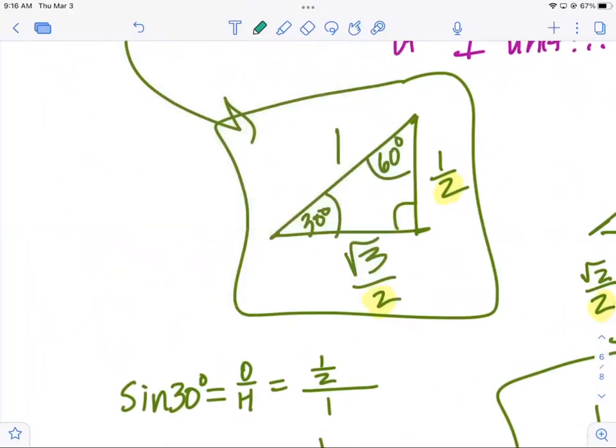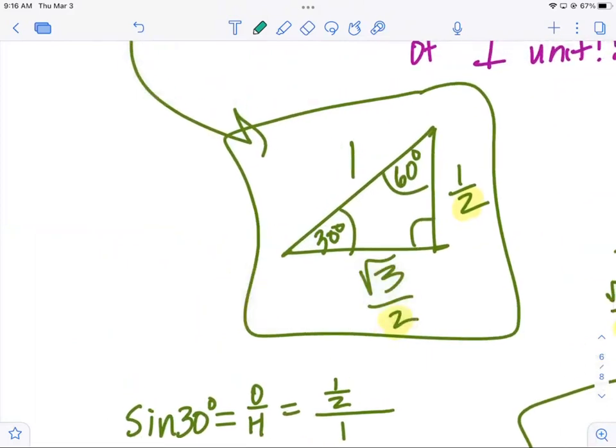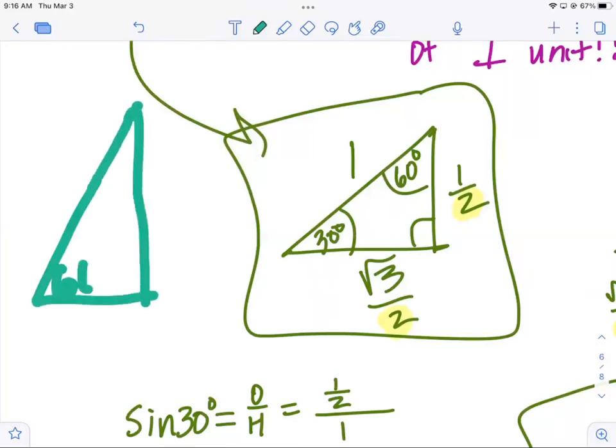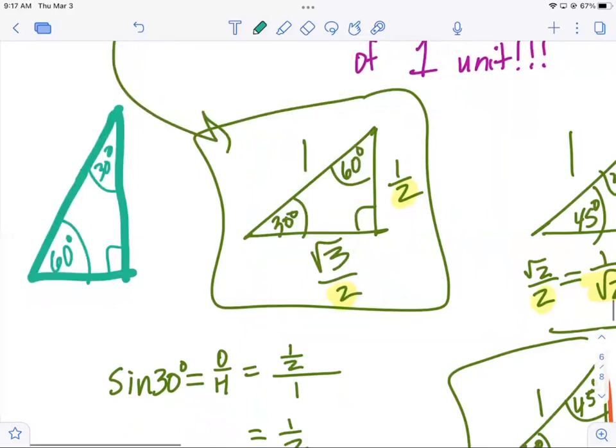Let's reorient the 30, 60, 90 so that 60 is the base angle. Here's 60 degrees now. If that's 60 now, and this is 30, and this is your 90, which is opposite 60? Square root of 3 halves, right? Which is opposite 30? 1/2. Okay, so it's the exact same triangle. We're just orienting it differently.